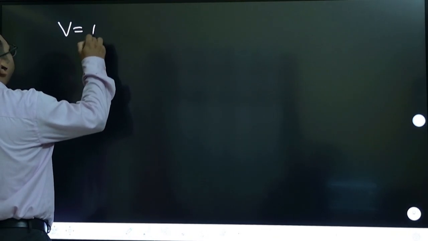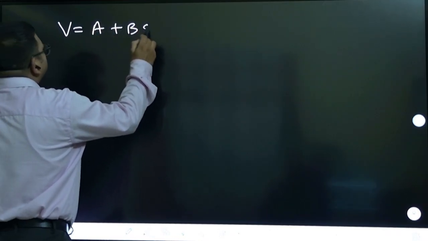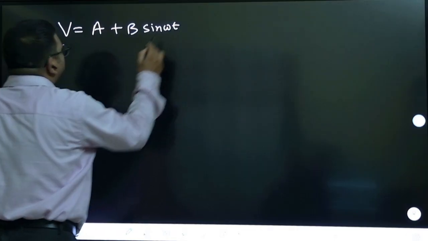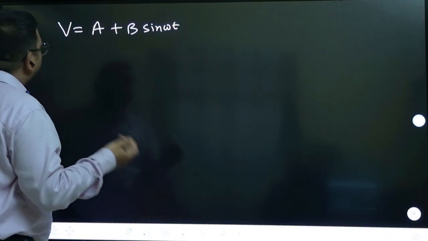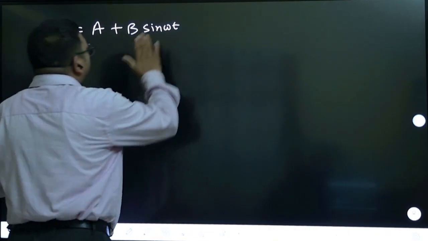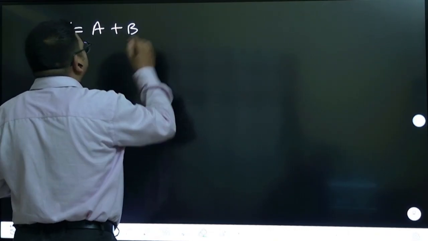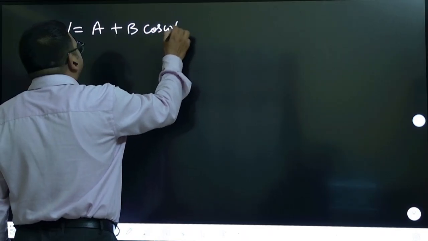Right. So suppose for example, V is equal to A plus B sine omega t, or it can be cos omega t also. Note that this can be either sine or cos. That also you can try. It doesn't matter. So let us derive for cos and check if the formula is the same. A plus B cos omega t.